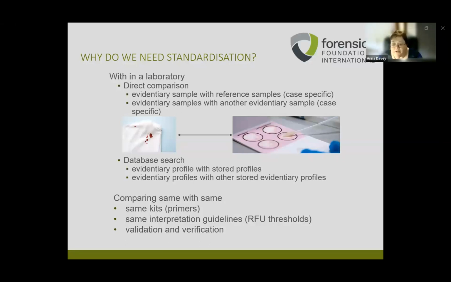The DNA profiles may have come from the same kits, most probably will have come from the same kits. You'll be using the same interpretation guidelines. So when you've validated or verified your kits, you will have determined what your interpretation guidelines are going to be. An example of that would be your RFU thresholds. When are you going to call a peak an allele? What percentage difference would you expect in a heterozygote profile?